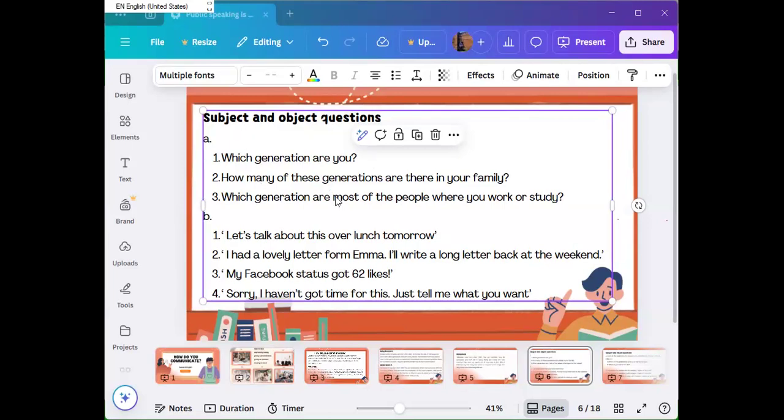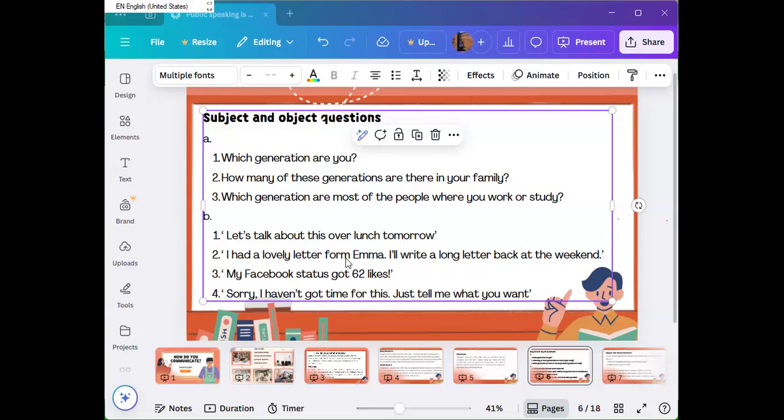So we will move to letter B. Let's talk about. Number 1, let's talk about this over lunch tomorrow. Number 2, I have a lovely letter from Emma, and I will write a long letter back at the weekend. Number 3, my Facebook status got 62 likes. Number 4, sorry, I haven't got time for this. Just tell me what you want.